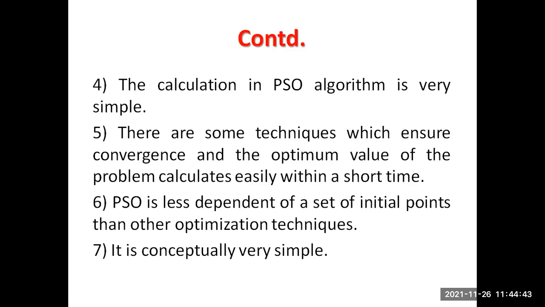Now you start with an initial point of 1 crore. The algorithm will reach this 263.2. Similarly, if you start with 0.001, the algorithm will again converge to 263.2. So that is the beauty of this particular algorithm. It is not dependent on the set of initial points compared with other optimization techniques. So it is conceptually very simple. It is a very simple algorithm.